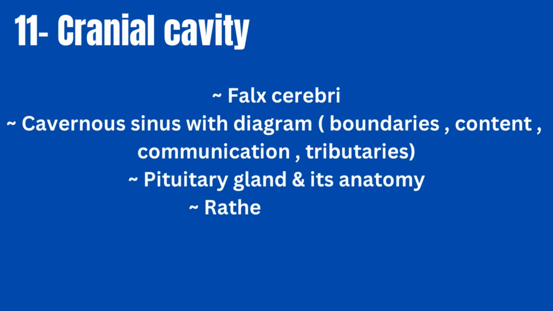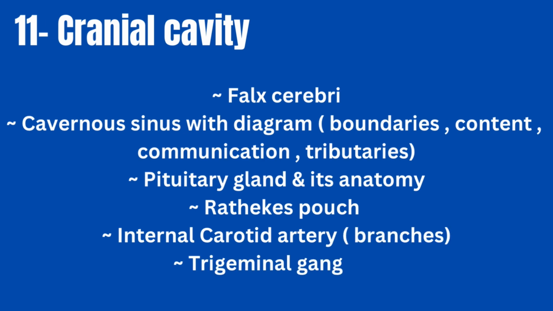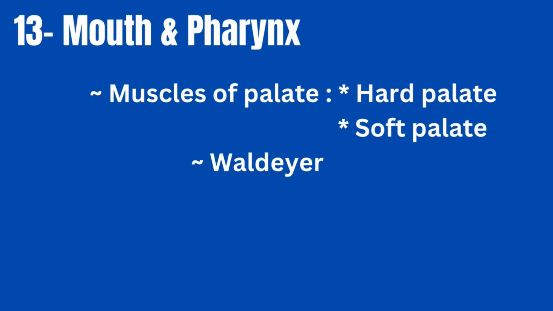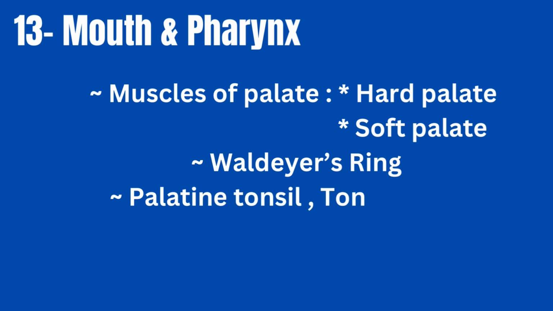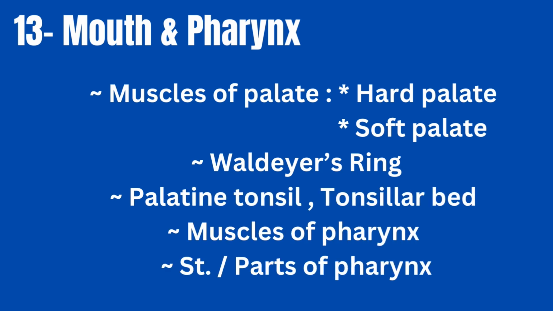It's very important. It should be written with its boundaries, content, communications, tributaries, then pituitary gland, Rathke's pouch, internal carotid artery, and trigeminal ganglion. Then mouth and pharynx: muscles of palate, hard palate, soft palate, Waldeyer's ring, important. Then palatine tonsil, tonsillar bed, then muscles of pharynx, and then parts of pharynx are important.